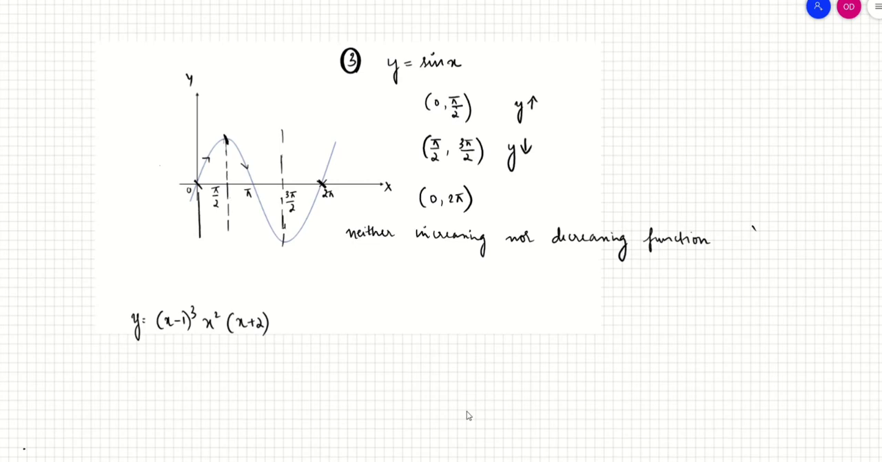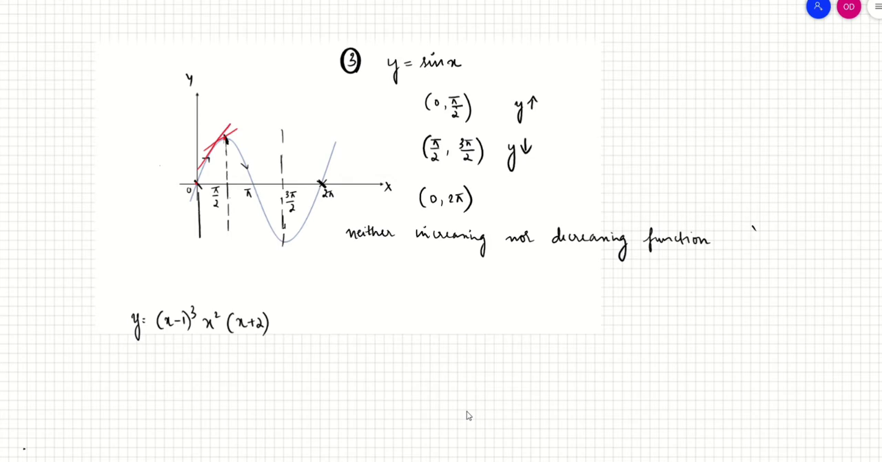Now observe this graph carefully. Let's consider the interval from 0 to pi by 2. Let's draw the tangents to this curve. Now we can draw any number of tangents.